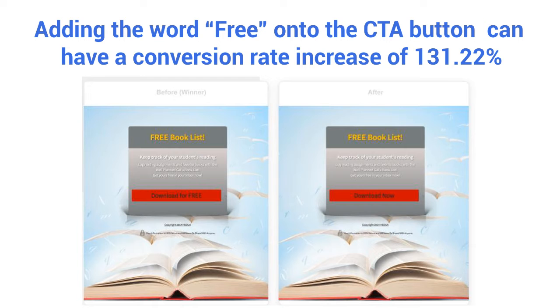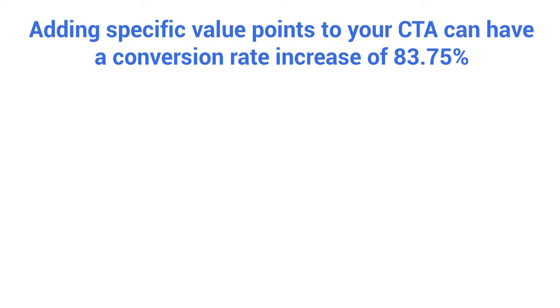In addition, another example, adding specific value points to your call to action can yield a conversion increase of up to 83% we found. And you can see an example of that on the screen right now as well.